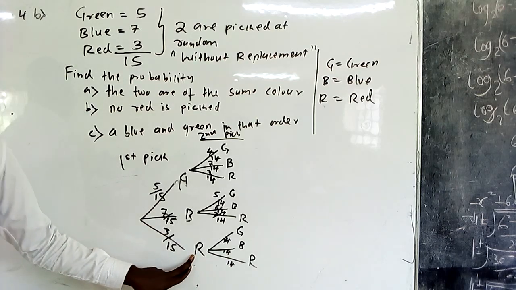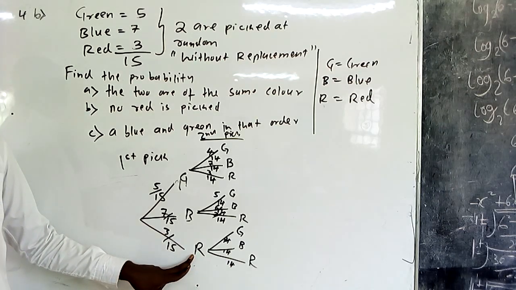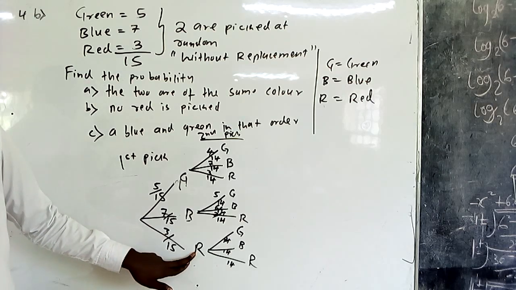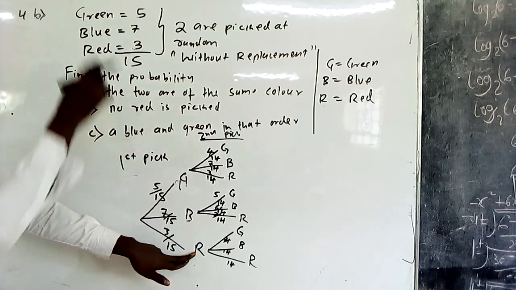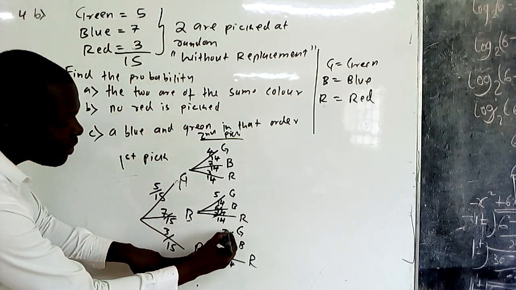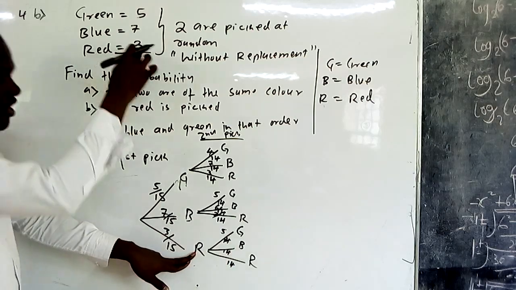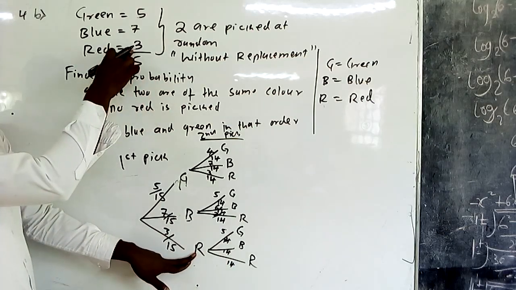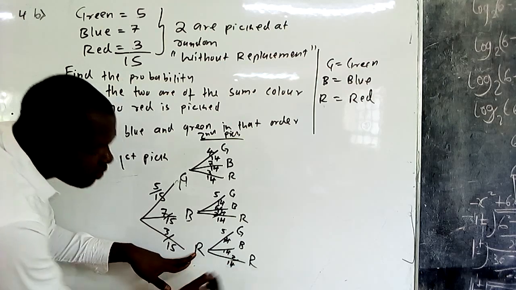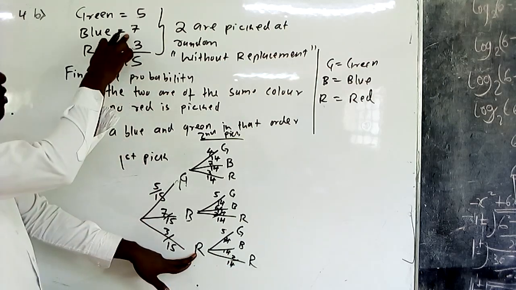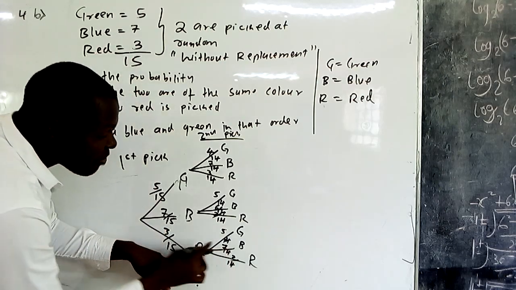If the first pick was red, how many are remaining? Only red has reduced, isn't it? So green remains the way they were. Green are 5, isn't it? And red is what has reduced, so red remains 2 out of 14. Then blue remains the way they were because the first pick was red.